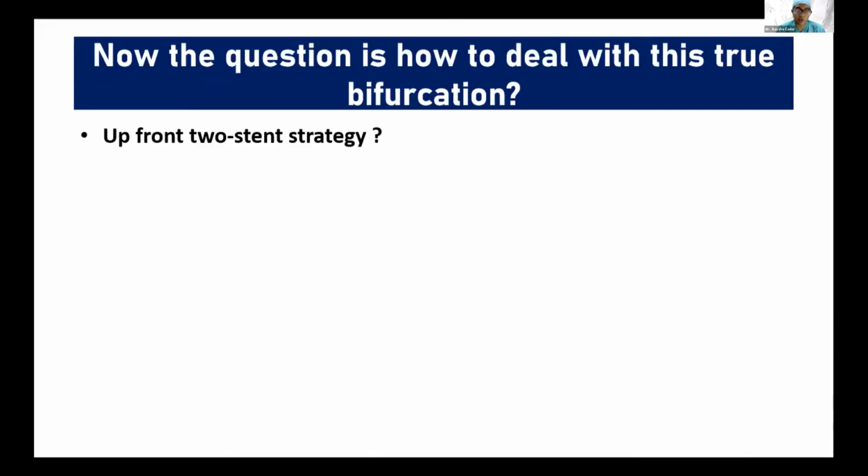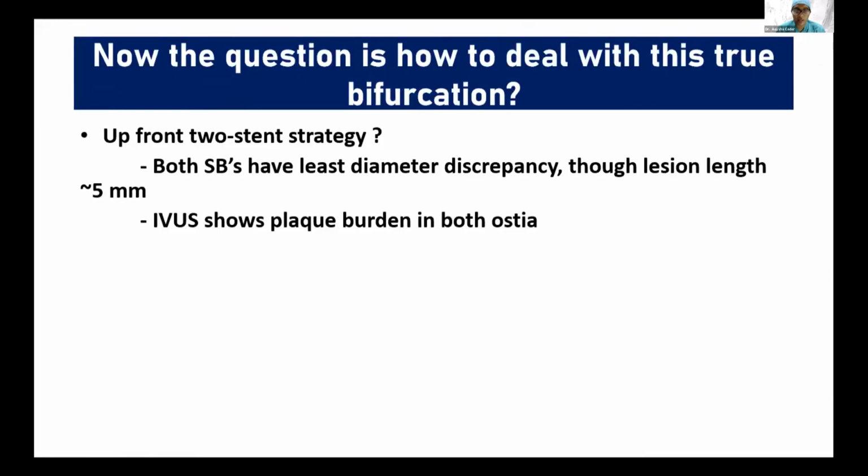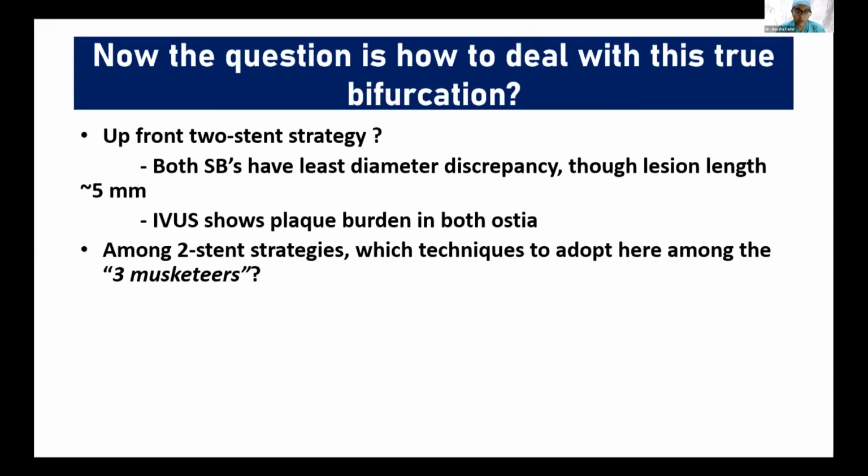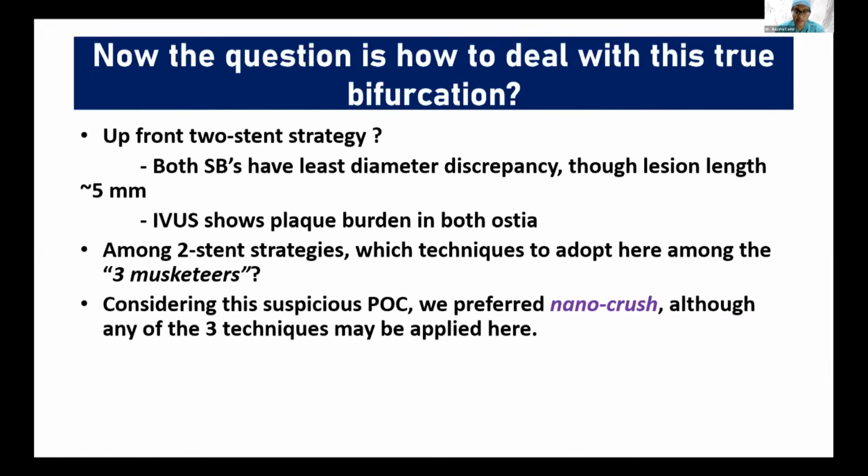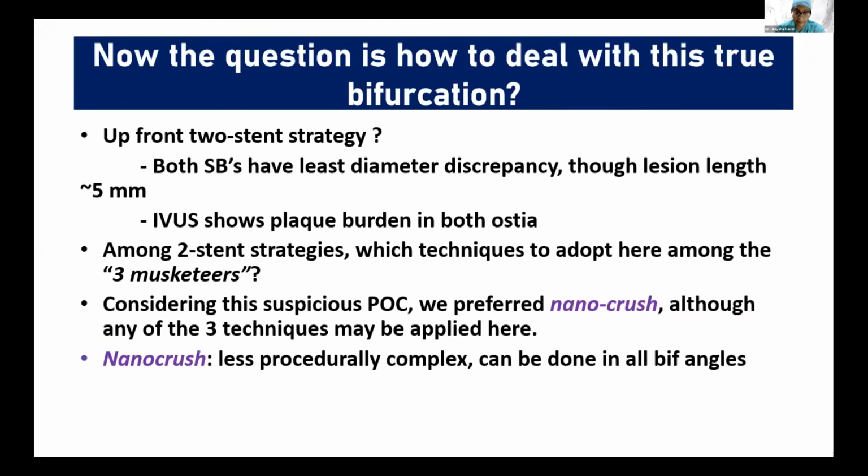So should we go for an upfront 2-stent strategy? And given what we know, among the 2-stent strategies, which technique might we adopt from among the typical 3 musketeers of DK crush, culotte, or TAP? We know that all of them would involve some degree of procedural complexity. And considering the polygon of confluence, we preferred to go for a nano crush, although indeed any of the 3 techniques might be applied here.